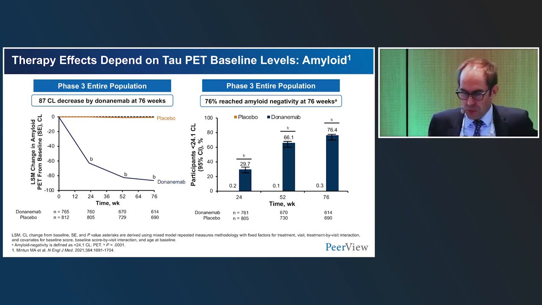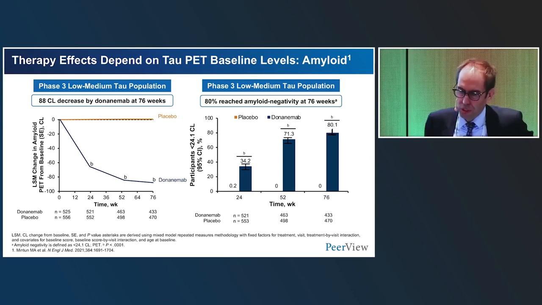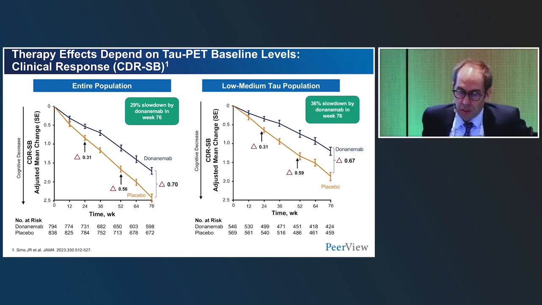So what has been demonstrated here is that the patients treated with donanemab showed a clearance of their brain with regard to amyloid in the entire population. On the right side of the slide, you can see that 76% reached amyloid negativity basically at 76 weeks of treatment. If we look at the low to medium tau population, these values are even better. So they responded better to the therapy, meaning there's a value in tau PET maybe for including them in earlier stages.